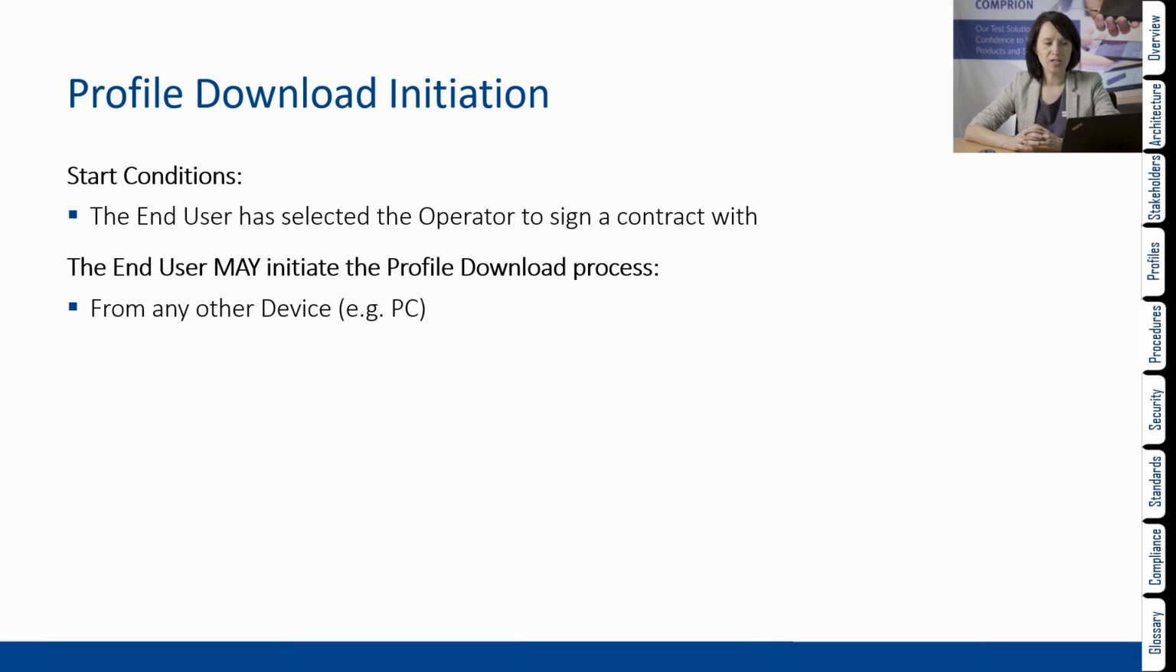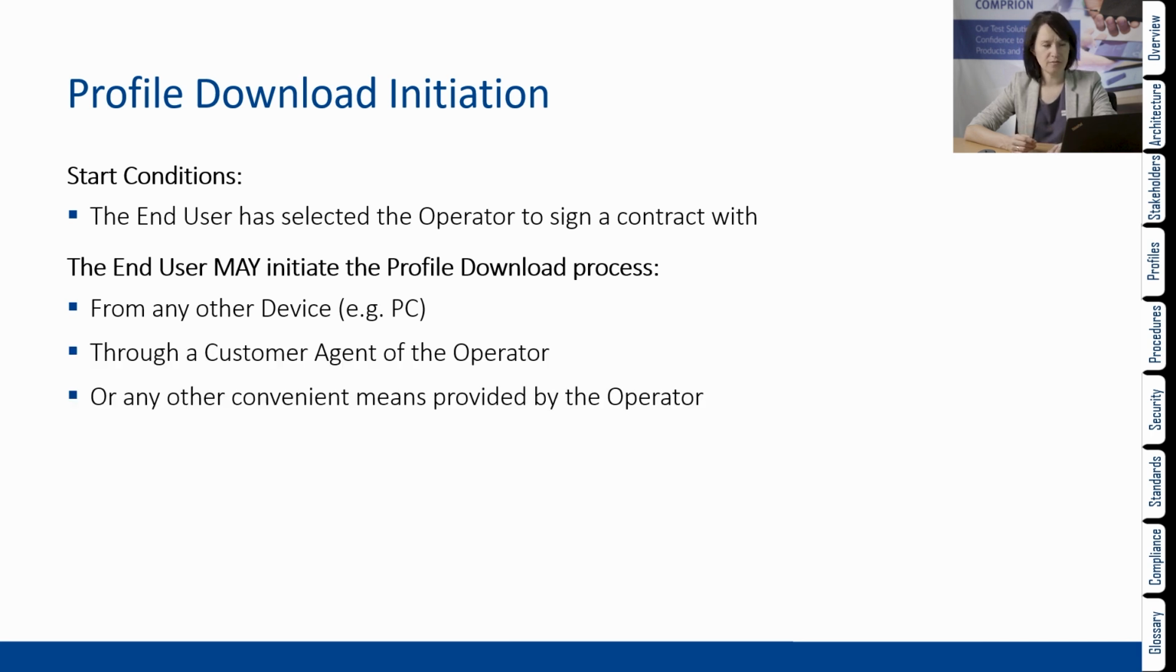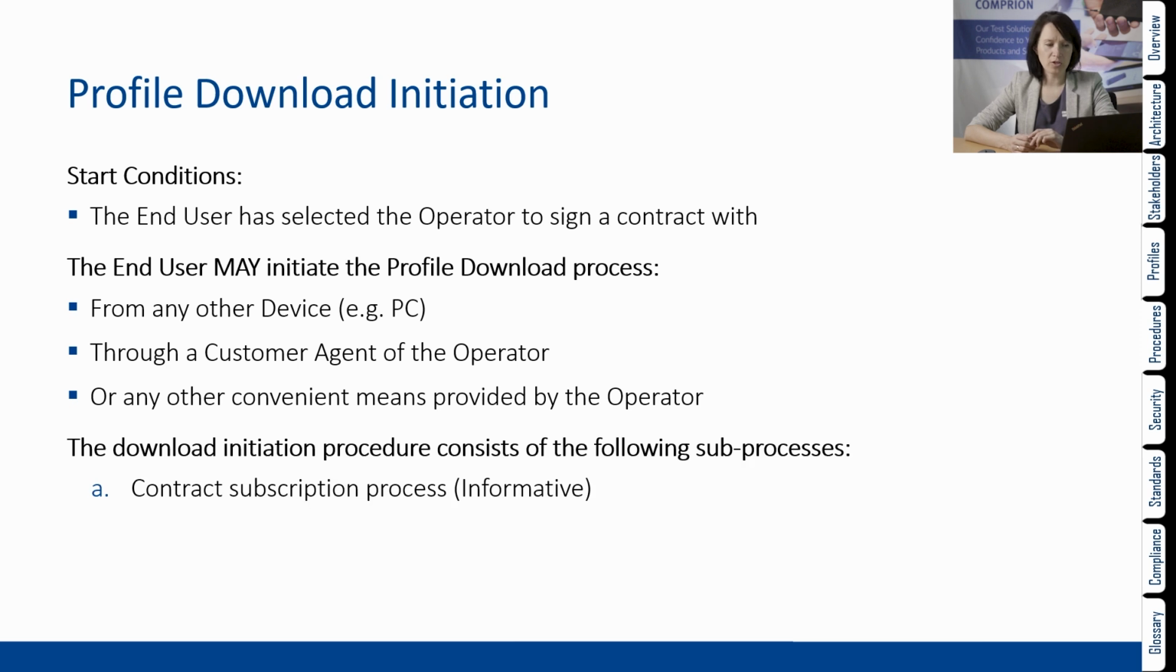The end user may initiate the profile download process from any other device, for example from the PC, or from the customer agent of the operator, or any other convenient means provided by the operator. It depends on the operator. Then the download initiation procedure consists of the following sub-procedures. Contract subscription process, you see this is the informative part.